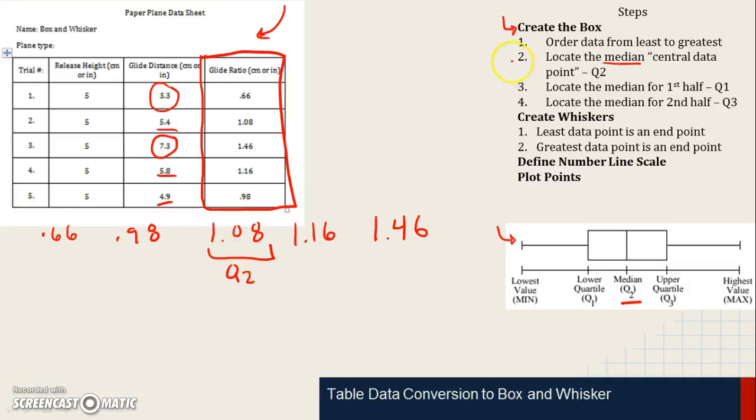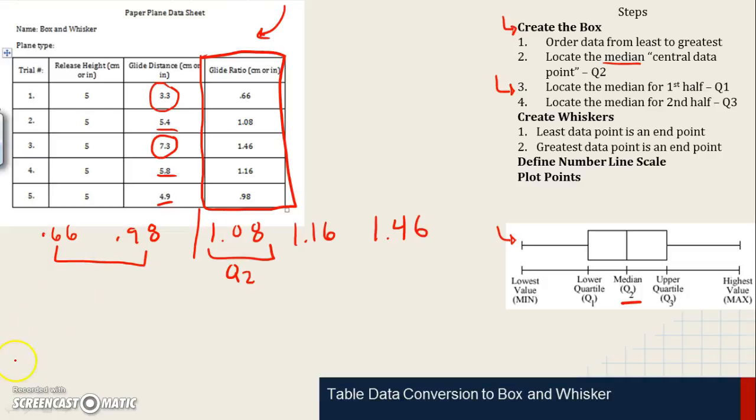Now I'm going to locate the median of the lower half. Here's my lower half right here, these 2 points. Because there's only 2, there's no middle number. When you have an even amount, you have to add them up and average them. So you average the 2 middle ones. Since there's only 2, these are the 2 that we'll add.